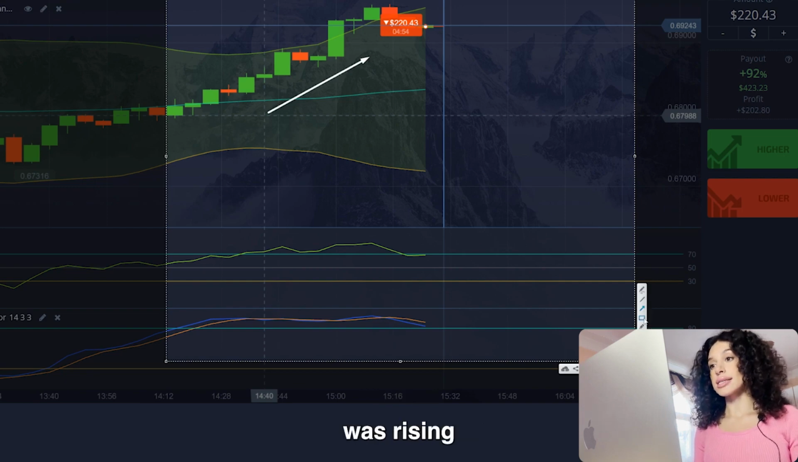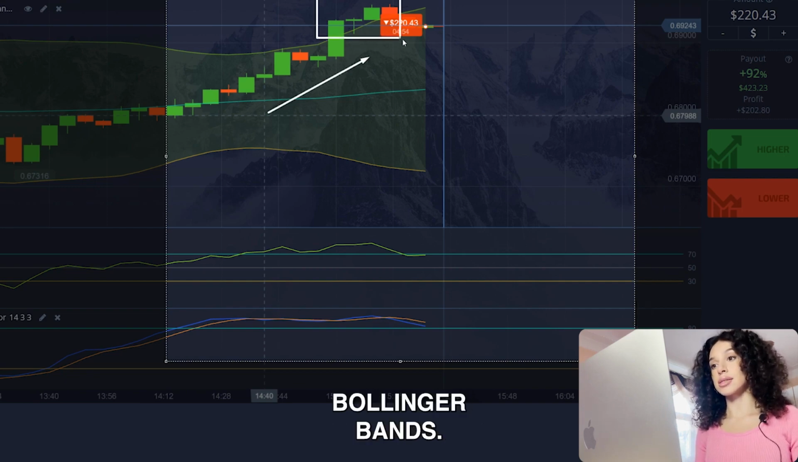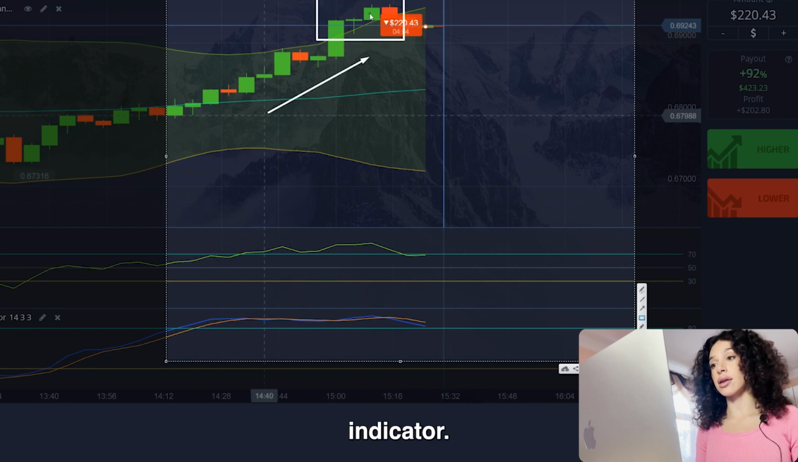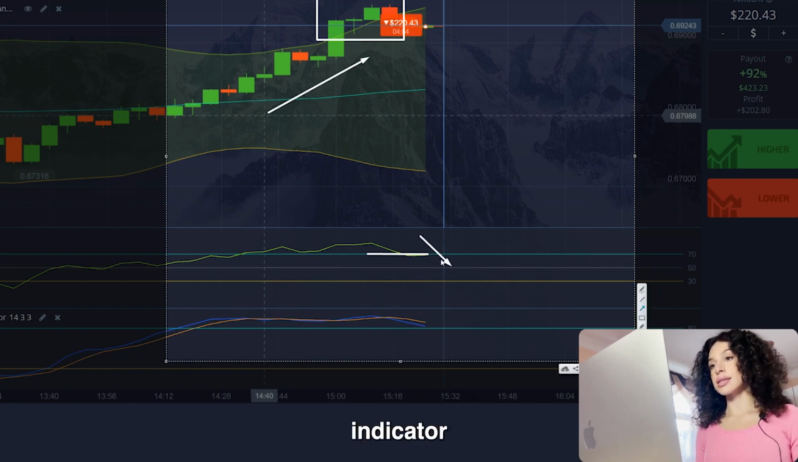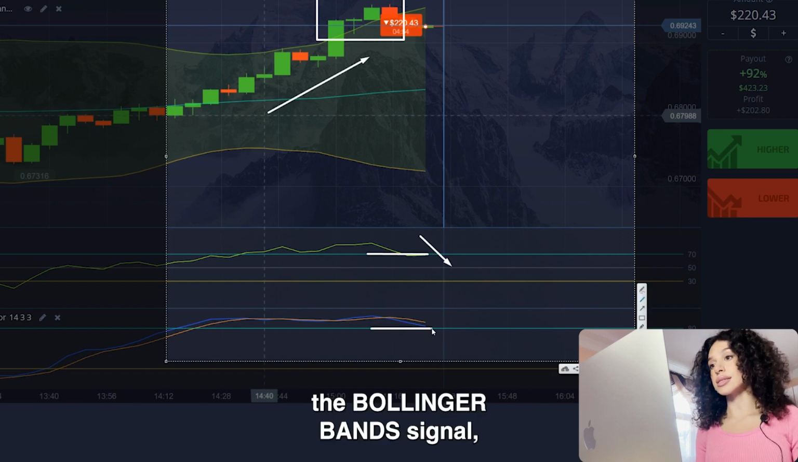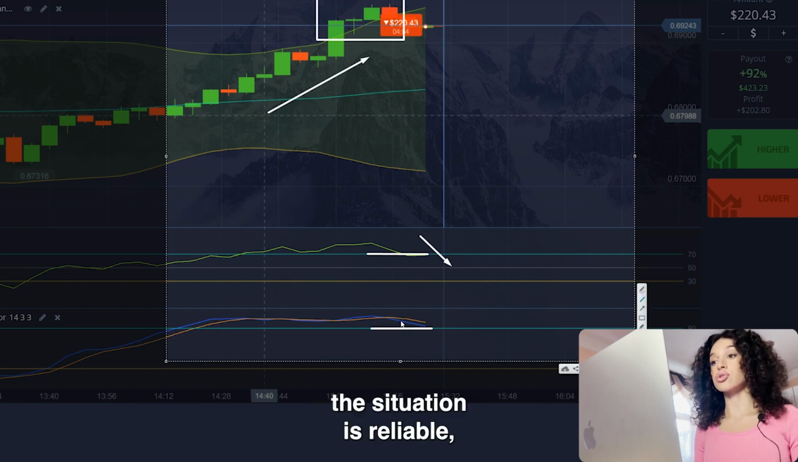The price was rising and the chart went beyond the Bollinger Bands. It crossed the upper limit of the indicator. After that, the price began to decline. The red candle closed within the indicator. This is a signal. The RSI indicator line was in the overbought zone and is now coming out of it. It's moving down. The lines of the stochastic indicator have crossed in the overbought zone. They are moving down. RSI and stochastic confirm the Bollinger Bands signal, which means the situation is reliable.